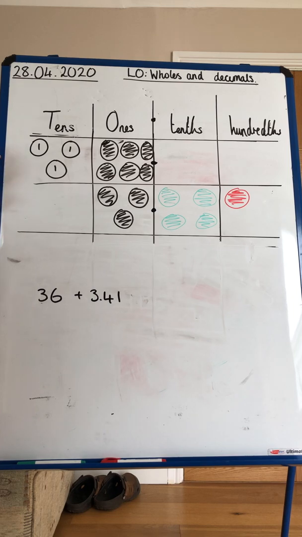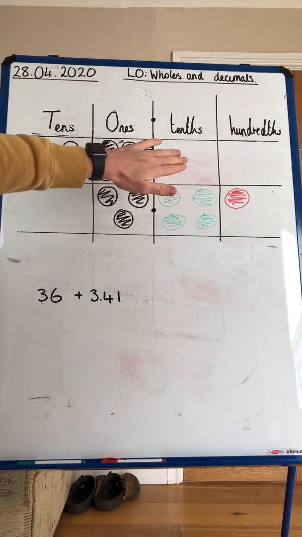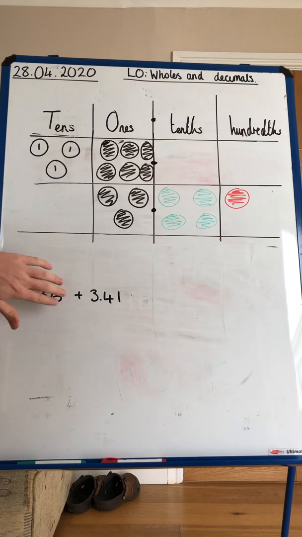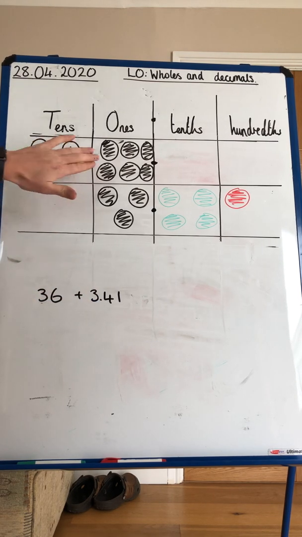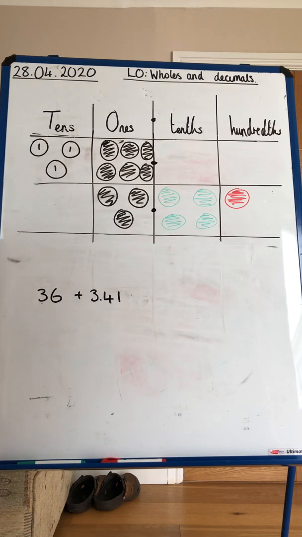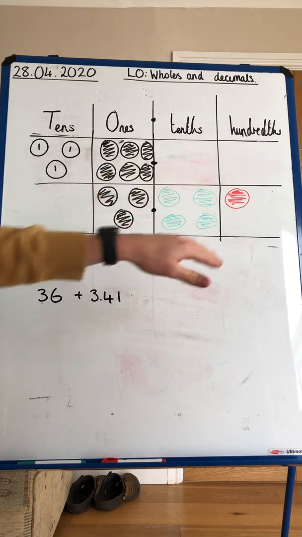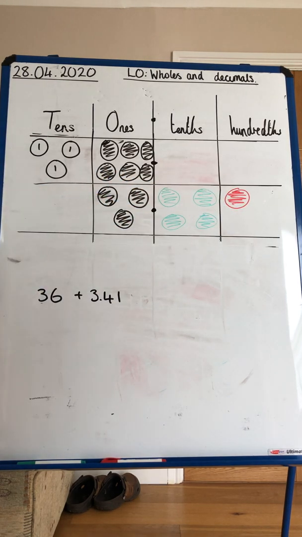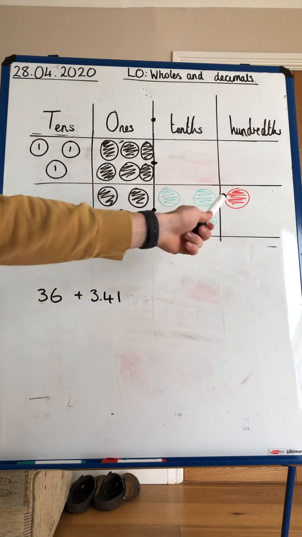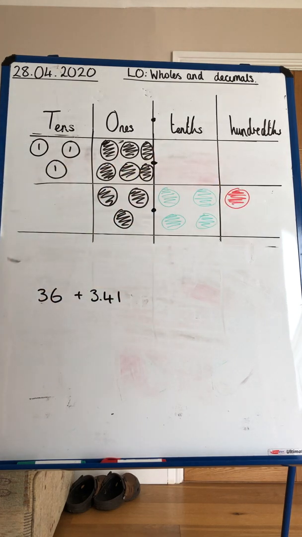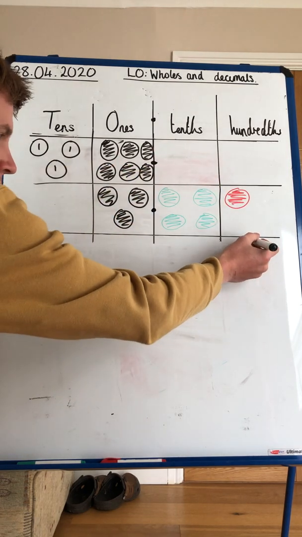Now, in our top row here, our calculation is going to be 36 add 3.41. So our top row is 36, so we have 3 tens and 6 lots of 1s. Okay, and in our second row here we have 0 tens, 3 ones, 4 tenths and 1 hundredth. Okay, now we're always going to start off in the smallest column. Okay, so that's the hundredths today. Now 1 hundredth add 0 hundredths. That's just going to be 1 hundredth.